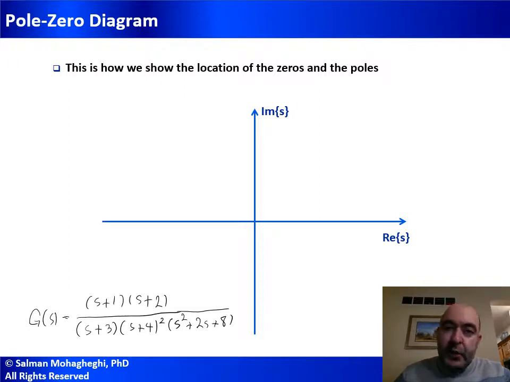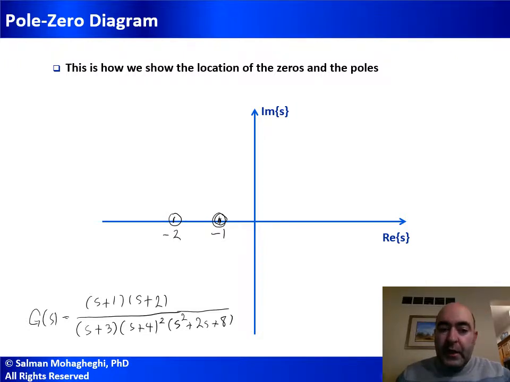Let's start with the numerator. I have s plus 1 with a root at minus 1. So minus 1 is going to be a zero. So I will find minus 1 in this diagram, and I put a circle. The other zero is going to be minus 2, representing the root to the term s plus 2. So at minus 2, I have another zero.